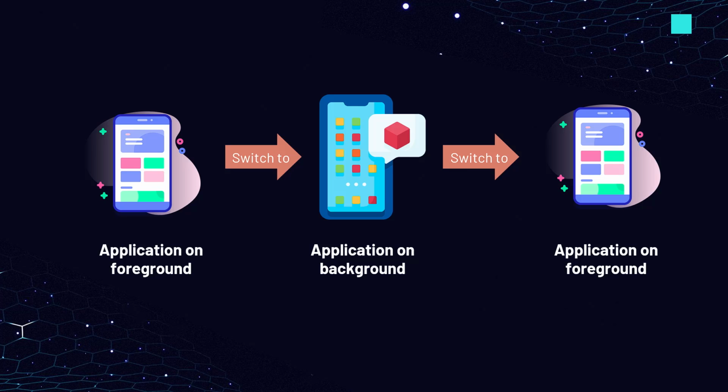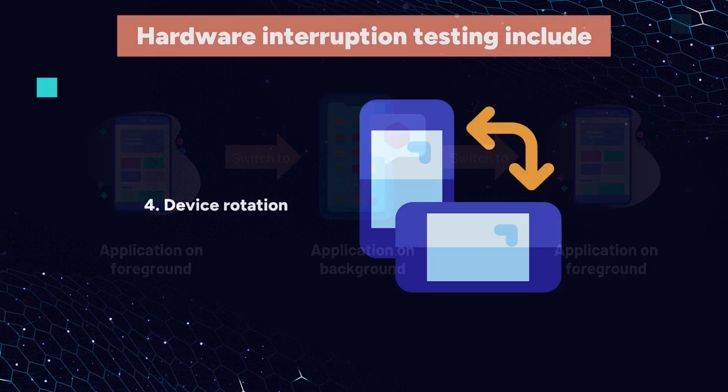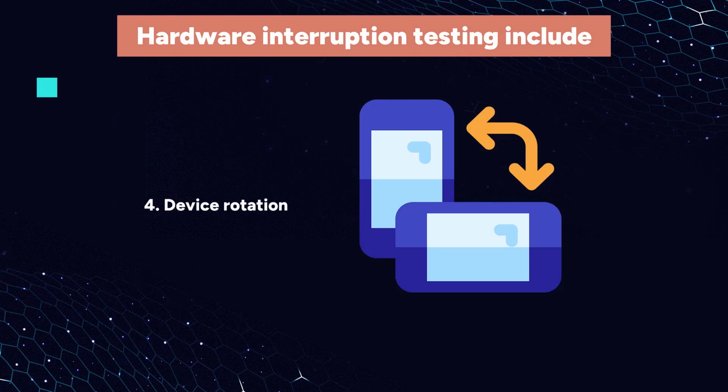The next scenario of hardware interruptions testing is device rotation. During this interruption, the tester assesses how the app reacts to changes in device orientation, such as when the user rotates their smartphone from portrait to landscape mode or vice versa.